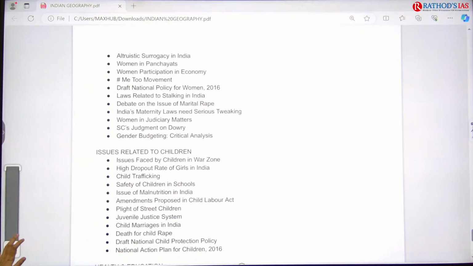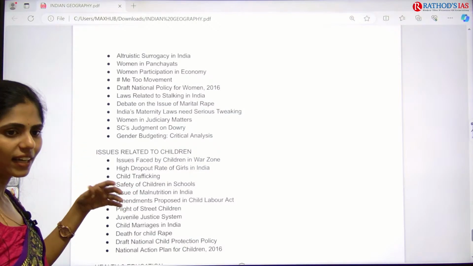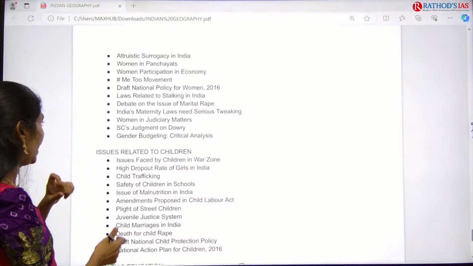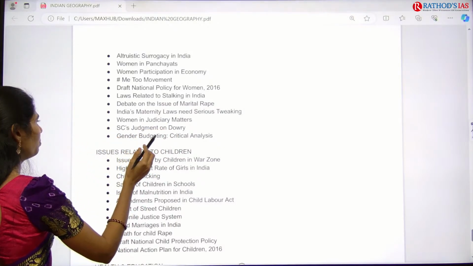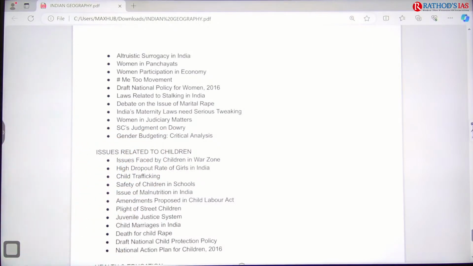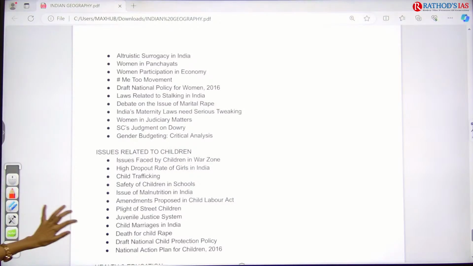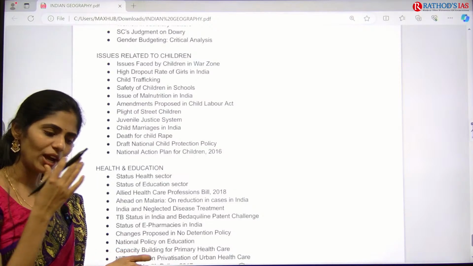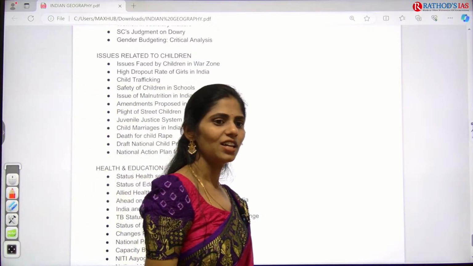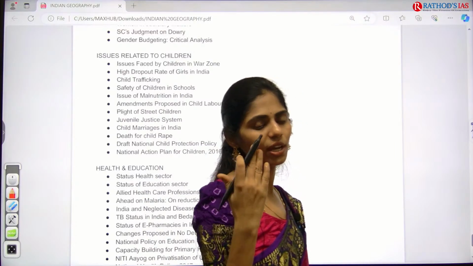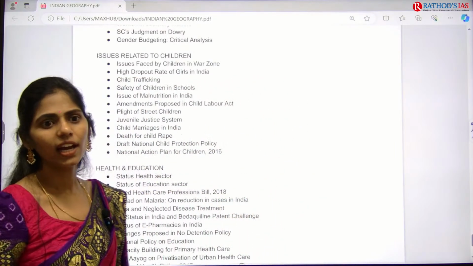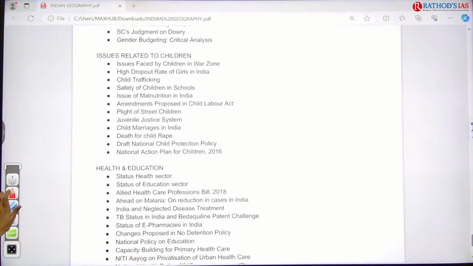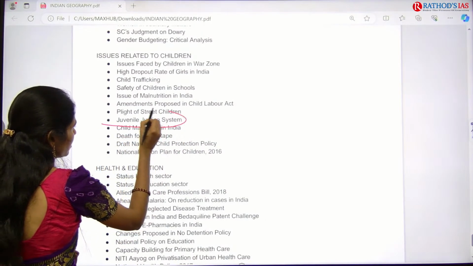And next you have to know about laws which are present in India regarding maternity issues, female feticide, women in judiciary, women regarding dowry, gender budgeting, etc. And last you will be focusing on child related issues. For example, you have to read about child labor, child marriages, sexual exploitation of children, and also child trafficking, okay, and especially you have to focus on the juvenile justice system.